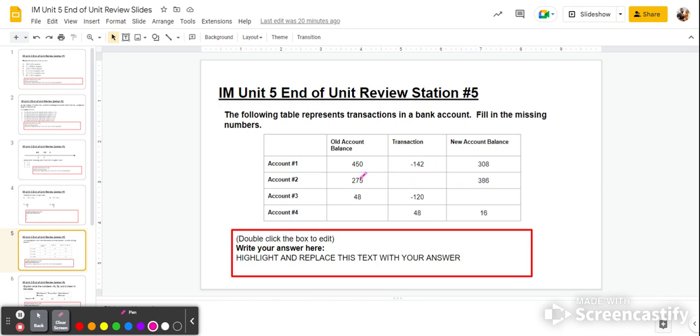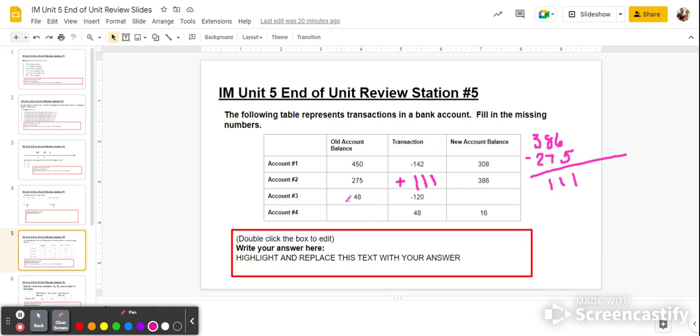So we got bigger from our original balance to our final balance. So we're adding something, and what are we going to add? Well, to figure that out, we take 386 and we subtract 275, and we end up with $111, and that's what's going to go here, $111.